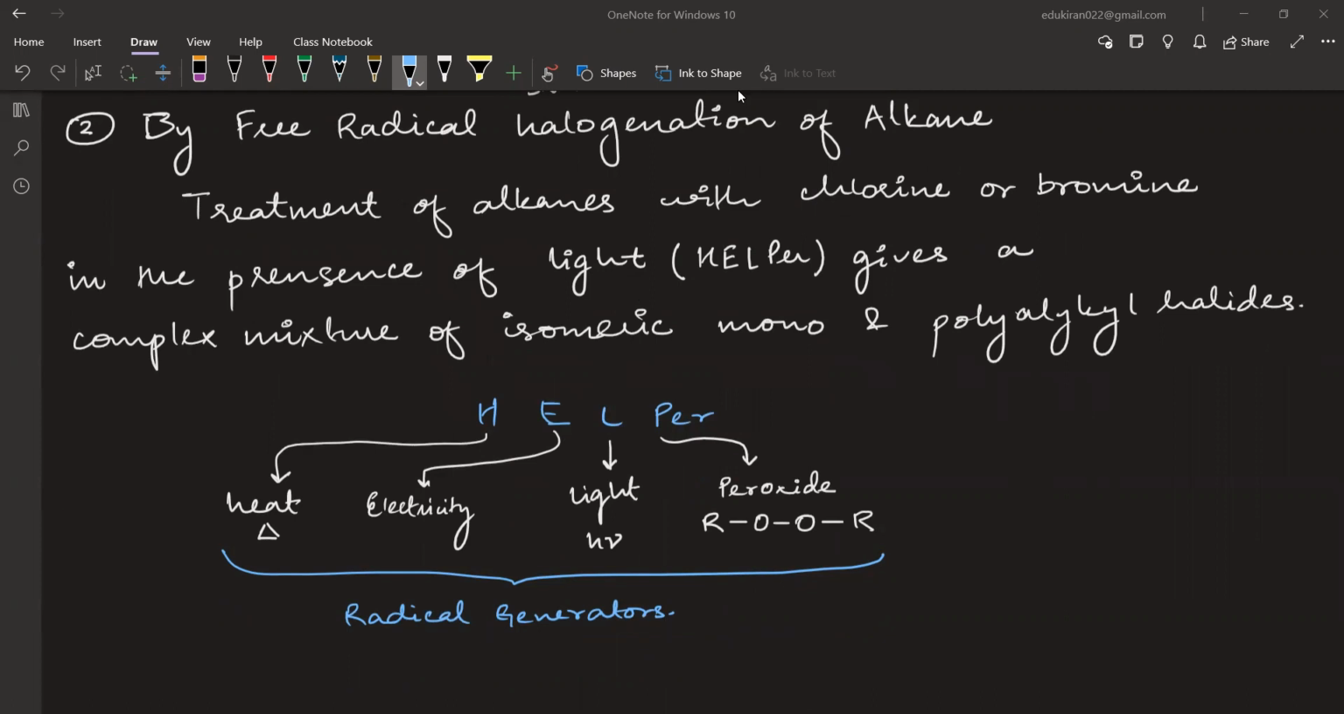I said that all of these are radical generators. That means they will generate radicals, free radicals. Not carbon free radicals, but they will generate some kind of radical which will further generate carbon free radical. That is why they are known as radical generators. We will look at the mechanism, you will understand it more. These are known as radical generators.